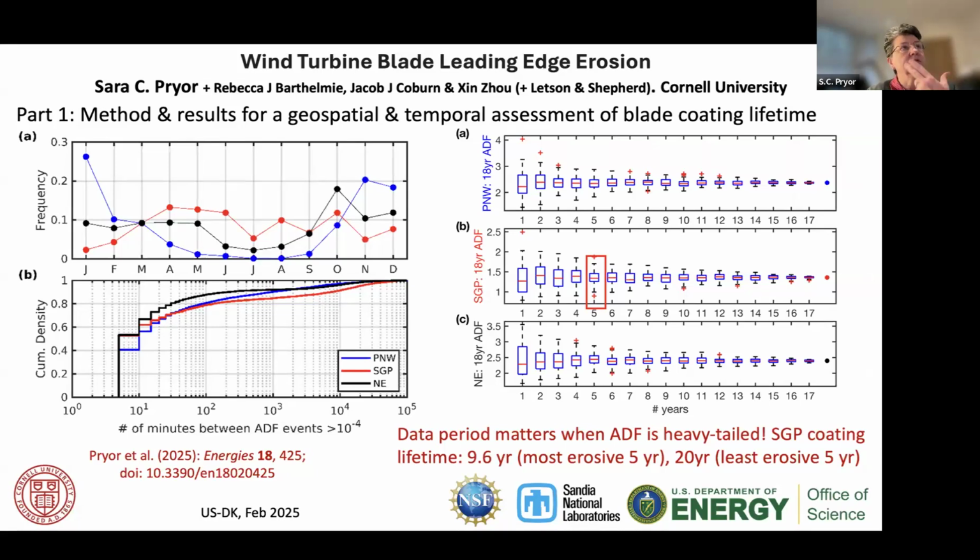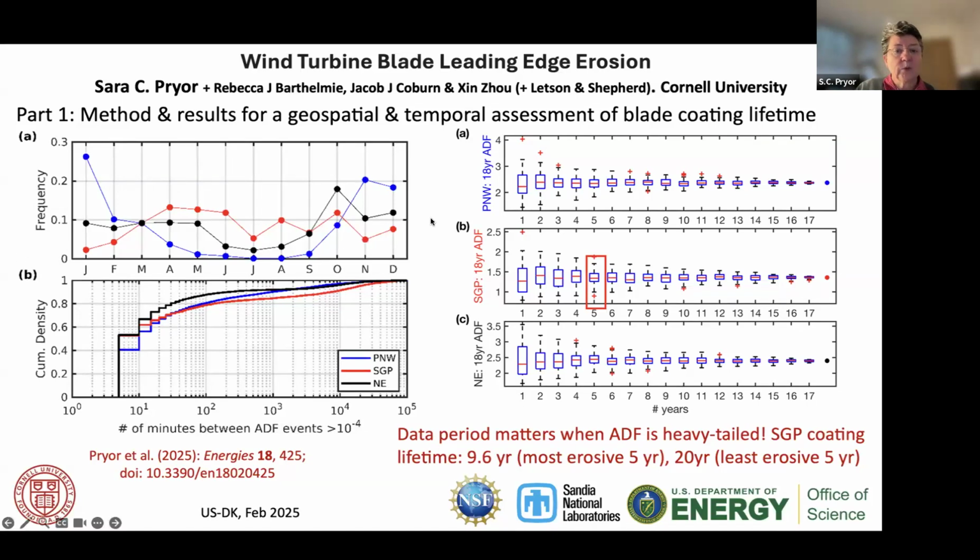We are cognizant, of course, that electricity prices play a major role in this sort of cost-benefit analysis. If we now set an arbitrary threshold and say, for events where more than one-tenth of one-thousandth, so one 10,000th, of the blade coating lifetime is exhausted in a 5-minute period, when do those occur in a year?